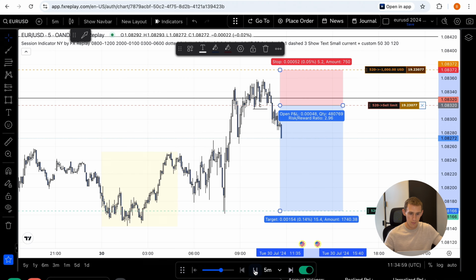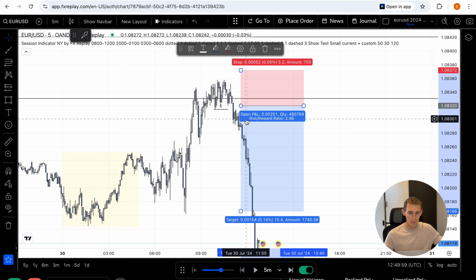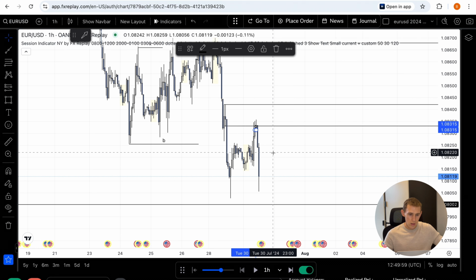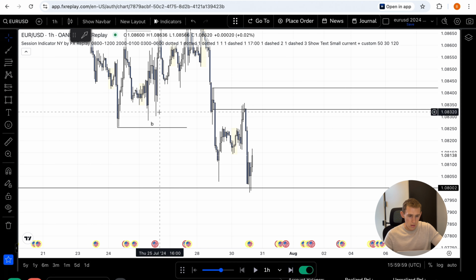Damn, no pullback, but perfect analysis. That's annoying. All right, on to the next one. Let's have a look. So now it has swept that daily liquidity level. I want to be a bit careful here.